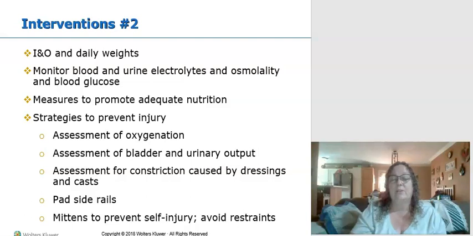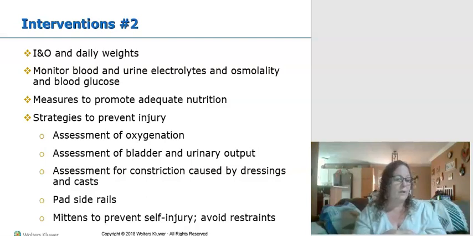Assessment for constrictions caused by dressings and casts. So remember, anytime we have to put on any kind of cast or dressing, especially if it's circumferential, we want to assess CMS distal to where this is. So we may have splints and casts put on to support body alignment on a flaccid limb. So we want to make sure that we're assessing distal to that. We want to remove and look under the cast and assess the skin every 2 hours.